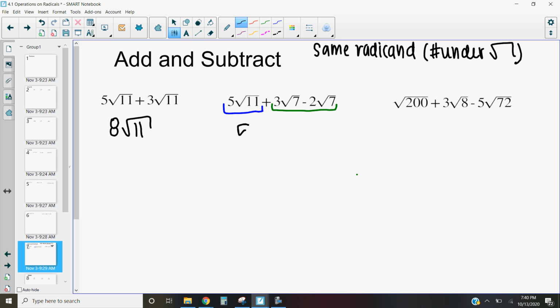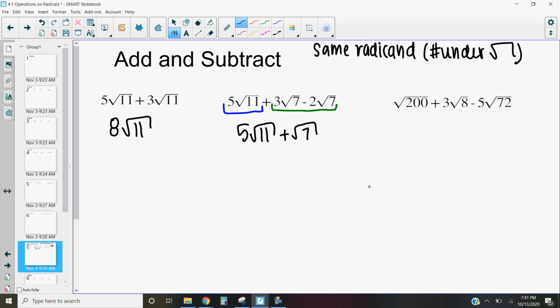So here we've got our 5 root 11, which had nothing else to combine with, so it stays on its own. Now our 3 root 7 and our negative 2 root 7, those are both root 7, so I can combine them. 3 minus 2 is 1. So then we have plus 1 root 7, or plus root 7. And that's how we would add or subtract those.